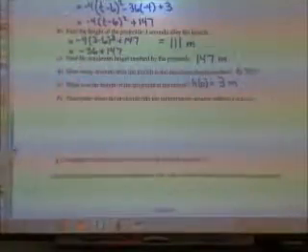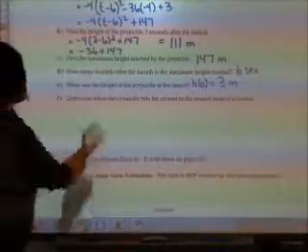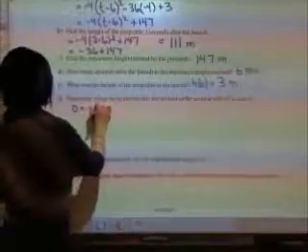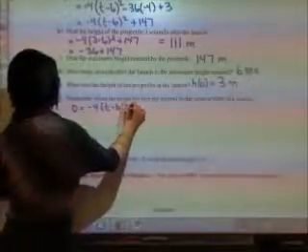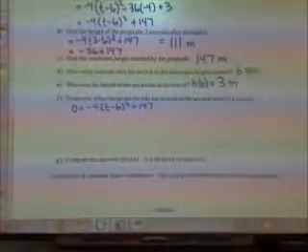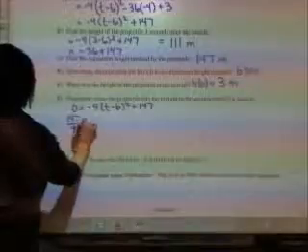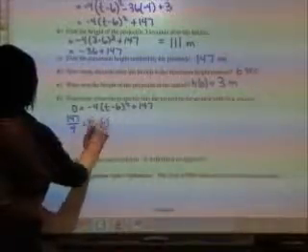And then question F says, determine when the projectile hits the ground to the nearest tenth of a meter. So when it hits the ground, the height is going to be 0. So it would be solving this equation. So how would I solve that equation? Subtract 147. Okay, and then what else would I do? Divide it by negative 4. So I'd get 147 over 4 equals t minus 6 squared.